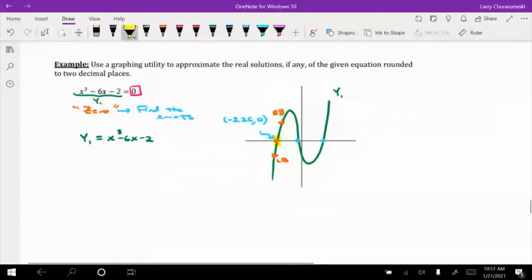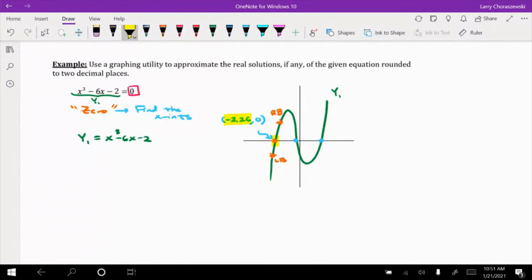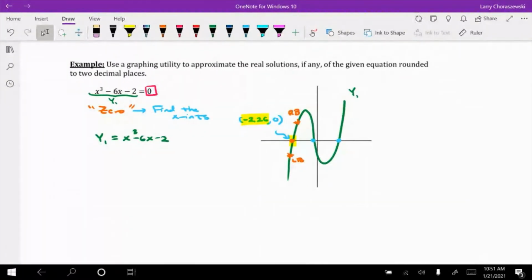Now, what do you notice about the x-coordinate here when compared to our last example? Isn't this one of the solutions to, yeah, exactly. So we actually should see a repeat of all those x values that we found with the intersect feature. So I'm going to do this one along with you, and then once we're done with that, I'll have you give the last x-intercept a shot, and then it'll be time to finish up class.